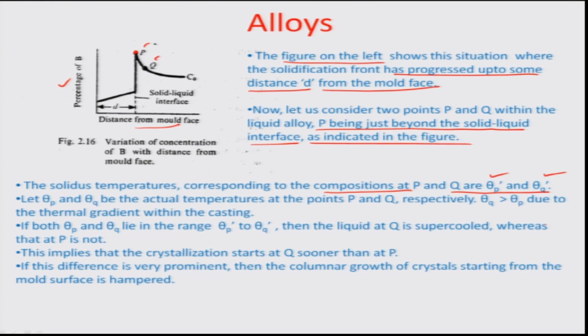Okay. So, Q is somewhere in the near vicinity, actually in the liquid phase. So, you have P as a point and Q as another point very close to each other. So, you can see that the composition of this zone P, which is near to the solid liquid interface, has percentage of B slightly higher in comparison to that of Q. Okay. So, obviously, they will have different solidus temperatures.